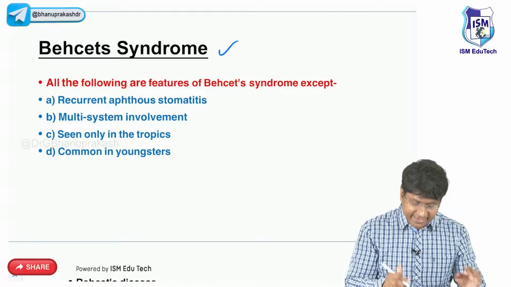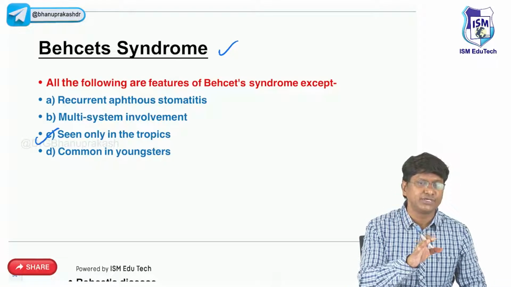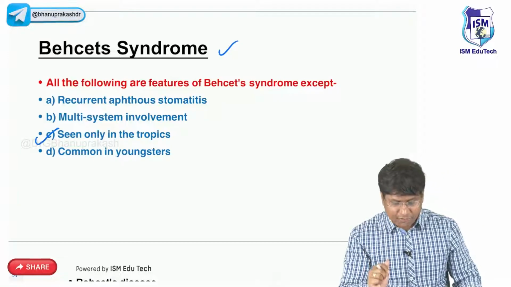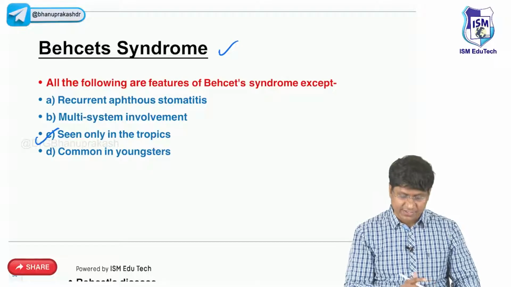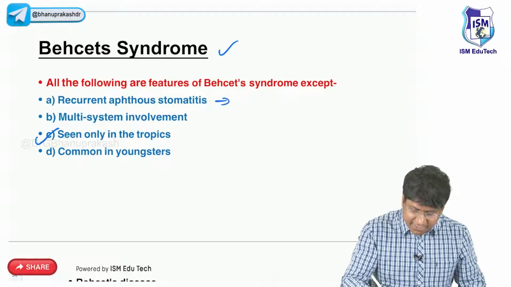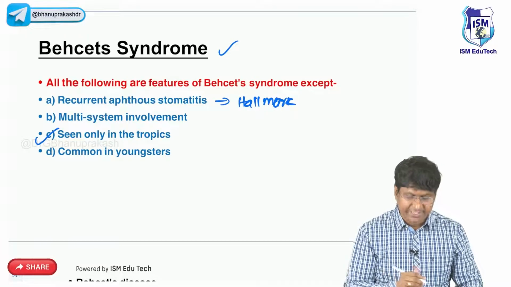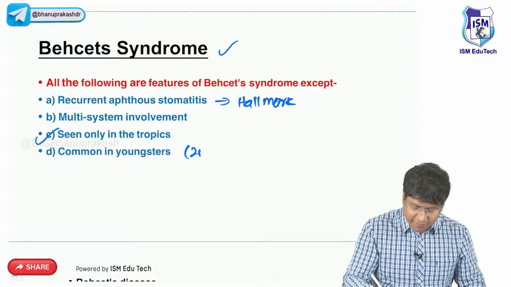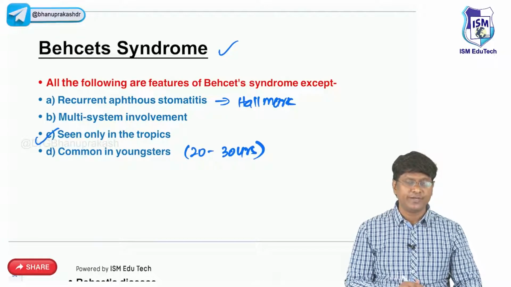oro-oculogenital syndrome. And remember, Behcet's is not seen only in tropics. It is seen in both tropical as well as subtropical countries. Right? And the hallmark manifestation is the recurrent aphthous stomatitis. Multi-system involvement will be there, and it is very common in youngsters of age group around 20 to 30 years, right?